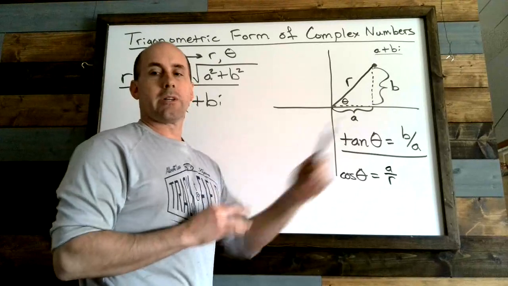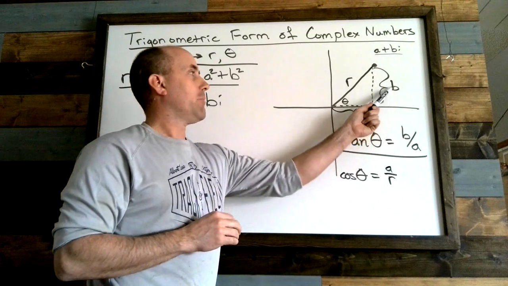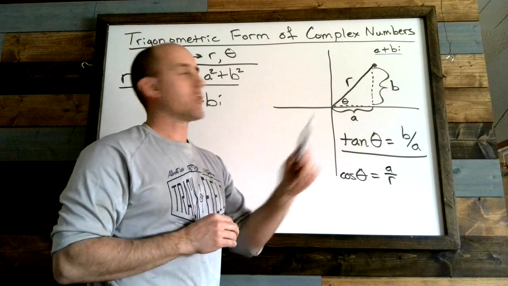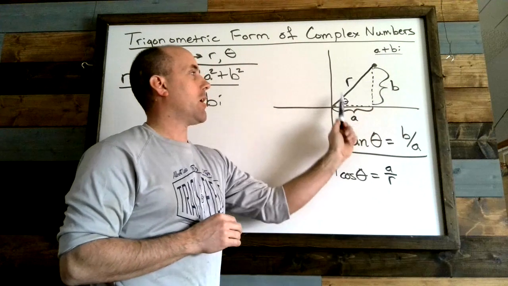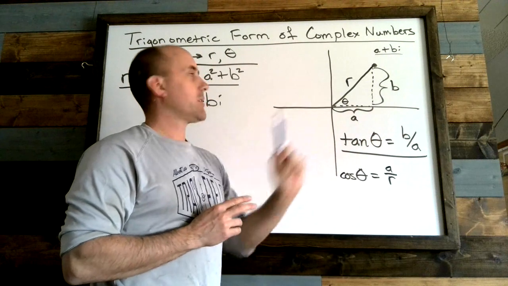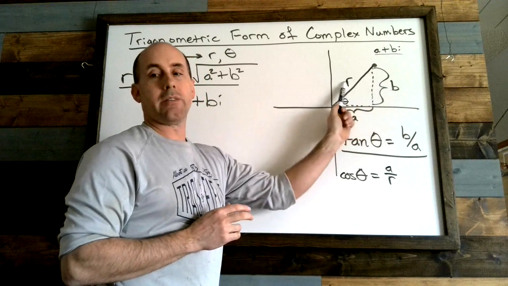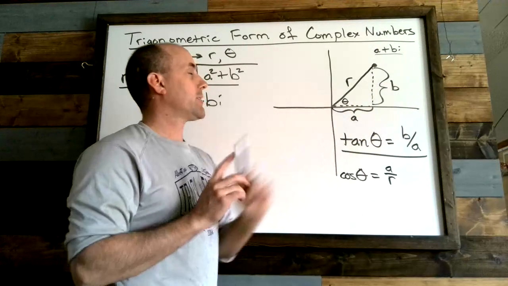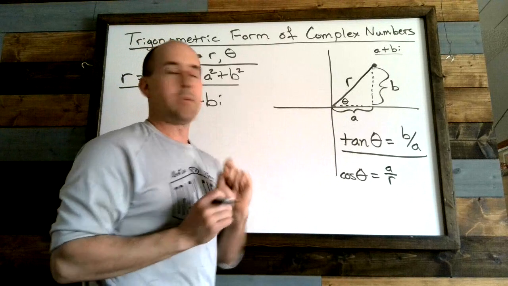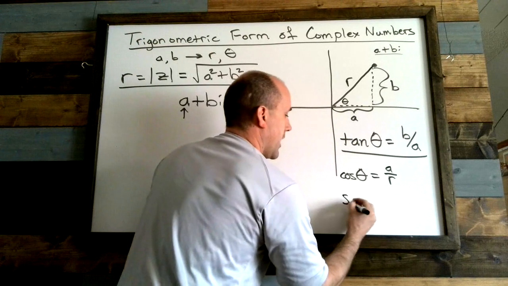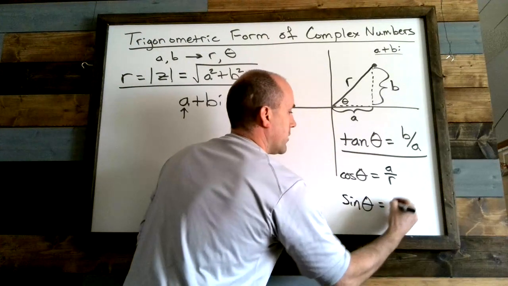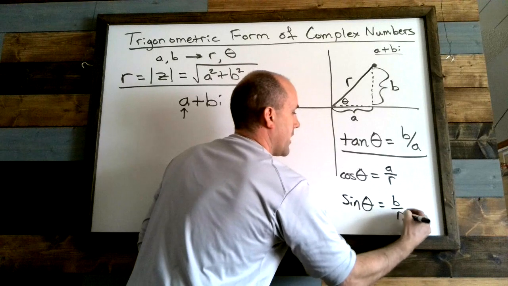Last one I'm going to do is I'm going to consider B. B and R. Which trig function deals with B, R, and theta? Sine, cosine, or tangent. Well, that's the opposite, that's the hypotenuse, and that's the angle. So that's going to be sine. The sine of theta is equal to B divided by R.